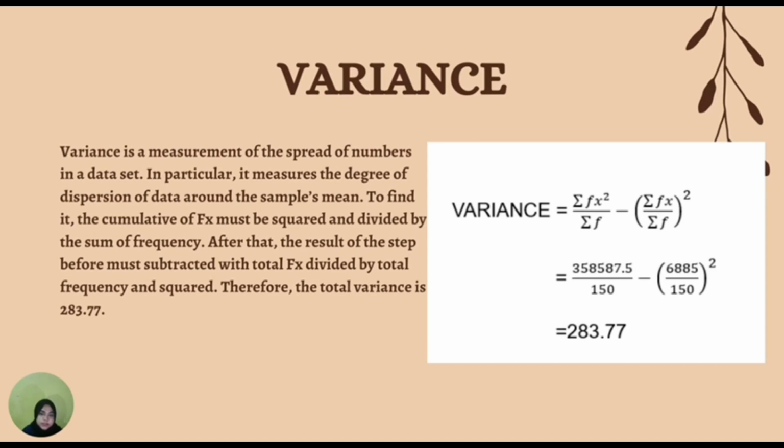Next, we want to discuss the variance value. Variance is a measurement of the spread of numbers in a dataset. In particular, it measures the degree of dispersion of data around the sample mean. To find it, the cumulative fx must be squared and divided by the sum of frequency. After that, the result of the step before must be subtracted by total fx divided by total frequency, squared.